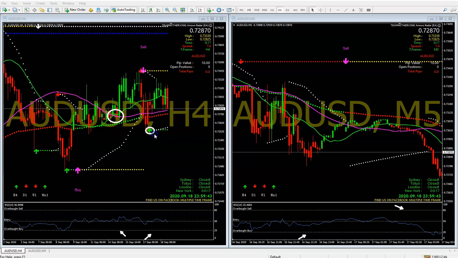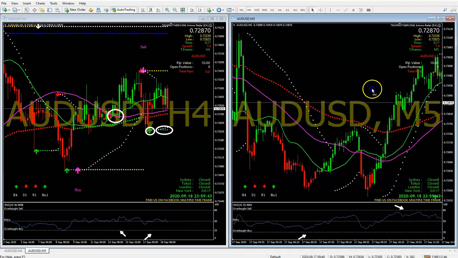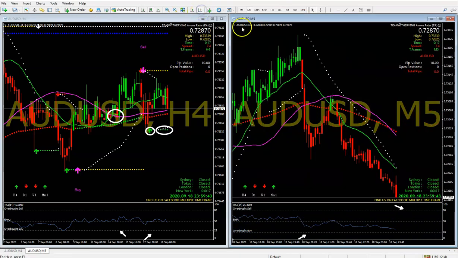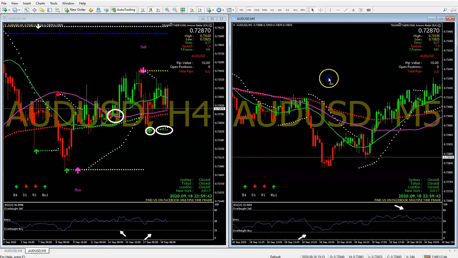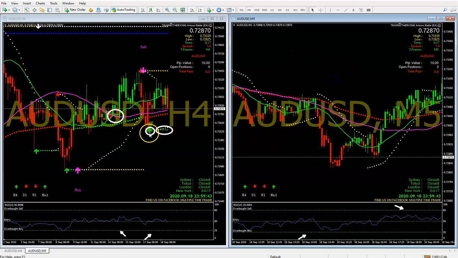Look at here, the 4 hours is telling us, okay, we are in a bullish. The parabolic is also letting us know the market is bullish. So now all you gotta do on the 5 minute, here's the 5 minute here, is look for entry and make the money. See, it's that simple. So all we're looking for is the 4 hours, right?